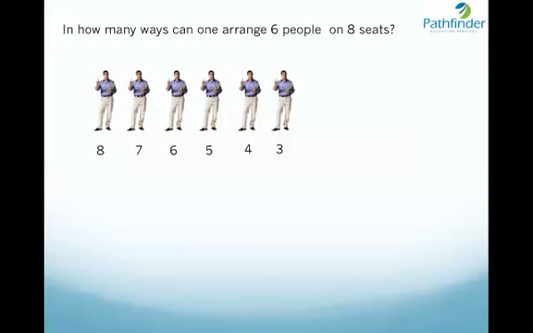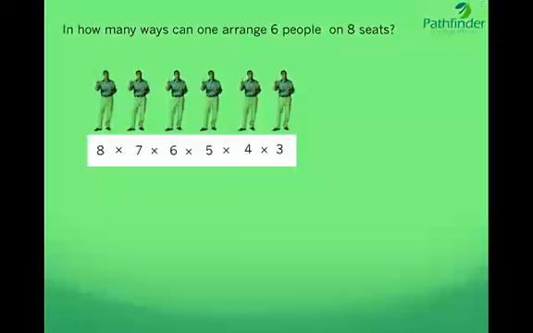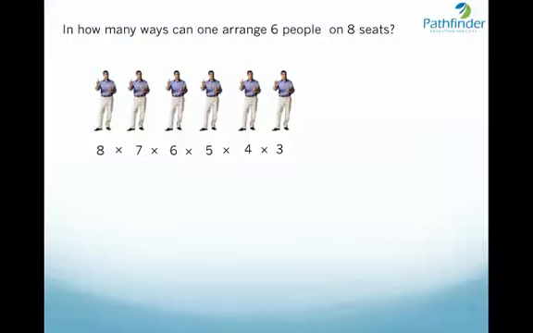So remember, there are 6 jobs in all which are required to be completed, and each job is getting one person seated. Because all of them have to be performed, there is an and in between all of them. So 8 into 7 into 6 into 5 into 4 into 3 is equal to 20,160. So 20,160 ways of seating 6 people on 8 seats. So this was the solution from the fundamental principle of counting.